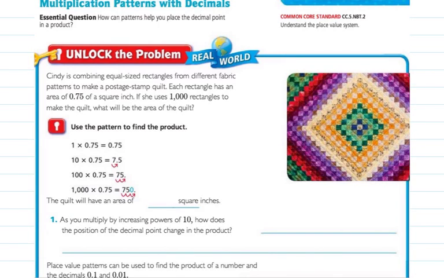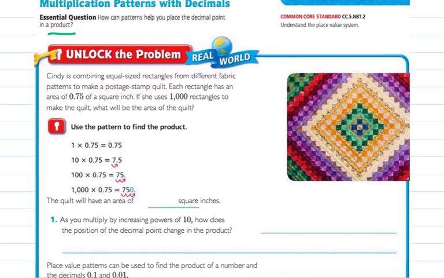Boys and girls, for Chapter 4, Lesson 1, we are going to be working on algebra. What we're going to be doing specifically is looking at multiplication patterns with decimals. Our essential question says, how can patterns help you place the decimal point in a product? And we know from our last little study that product is the answer in a multiplication problem.